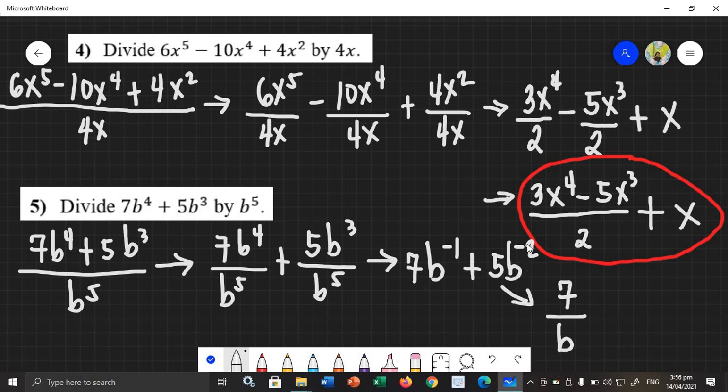And then, same as the second term. So, we have plus 5. Si 5 may iwan din sa taas. Si b raised to negative 2, mapupunta siya sa baba. And then, magiging na siyang b raised to 2. Magiging positive na si 2. And this will be now the quotient for example number 5. So we have 7 over b plus 5 over b raised to the second power. And that is how you divide polynomials.